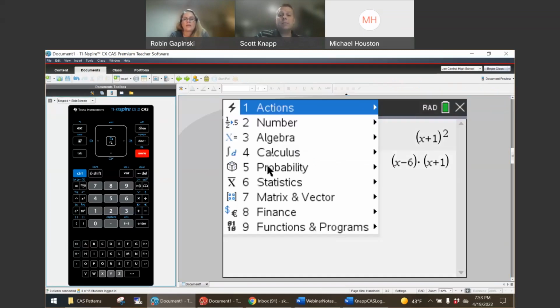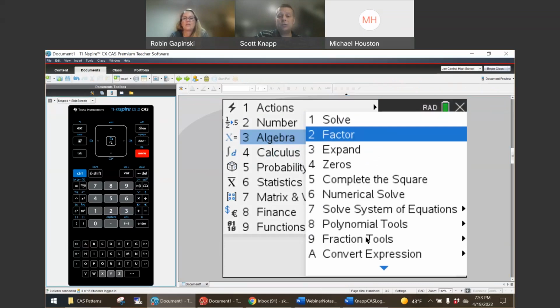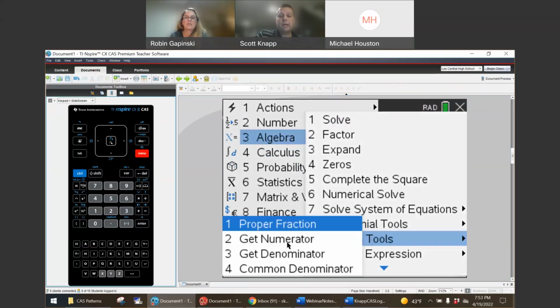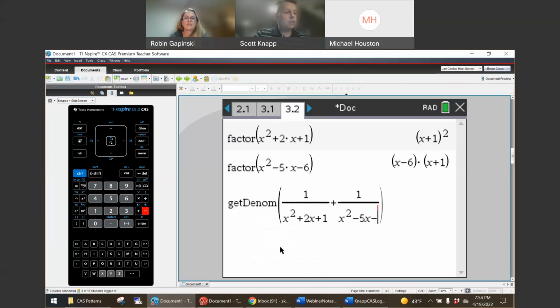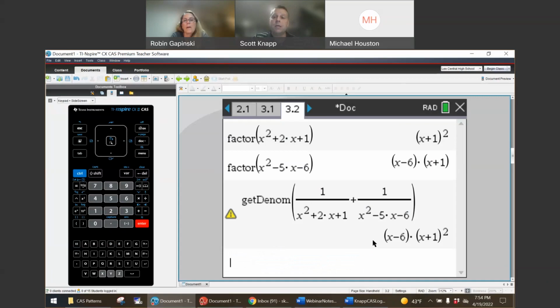And so again, if I go back to menu, algebra, and fraction tools, and then get denominator, I can type in my original expressions. And I always use control divide to get that fraction template up. And we can again see what the common denominator is, the lowest common denominator, and make some comparisons between how it gets formed and how we do need both of those factors of x plus 1. Okay, so that's one place where I found success leveraging the CAS tools. And I'm going to show one more here to kind of wrap up.